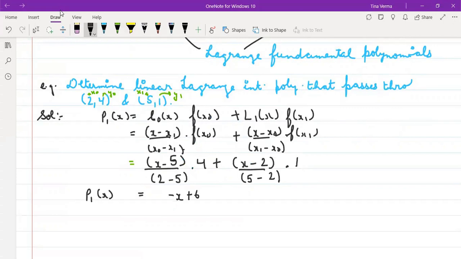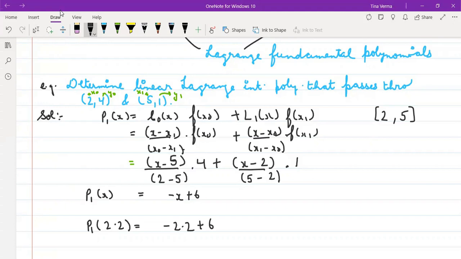Now because this is in the interval 2 to 5, if I want to evaluate any value, suppose I want to evaluate at 2.2, then I will have minus 2.2 plus 6. Is it clear? You have values only at 2 and 5. You have fitted your polynomial on these points so that you can find any value between 2 and 5. Is this clear?